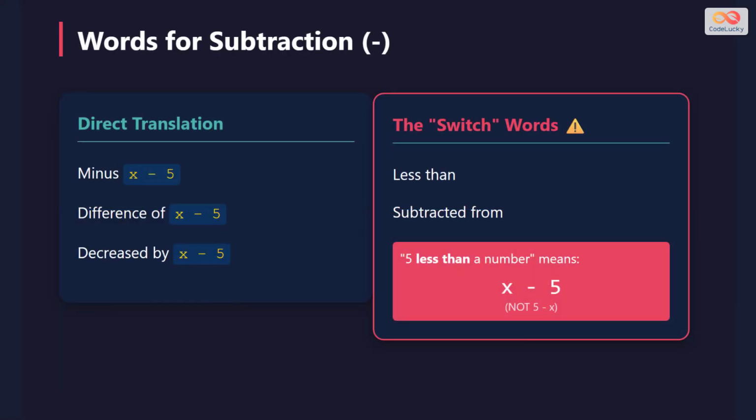Subtraction is a bit trickier. While minus, difference of, and decreased by are straightforward, you must be careful with switch words. Phrases like less than and subtracted from reverse the order. 5 less than a number means you start with the number and then take away 5. So it is x minus 5, not 5 minus x.